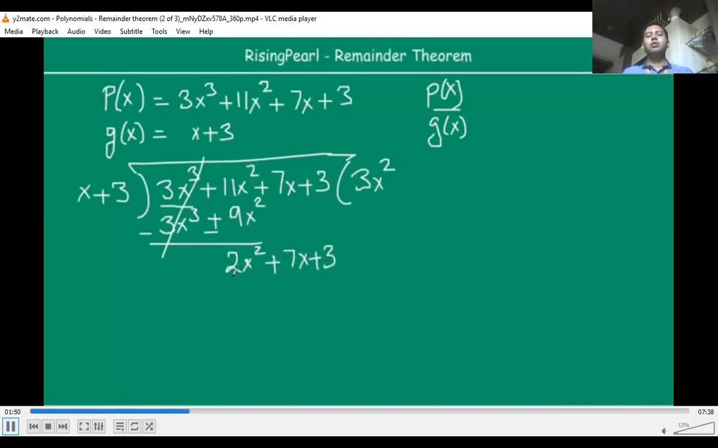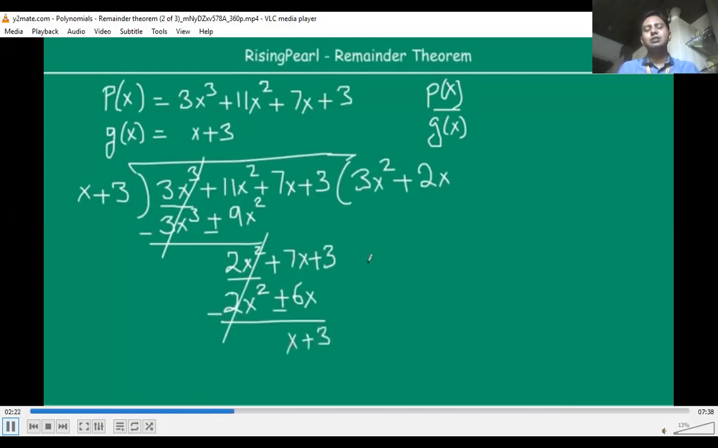Now the first term of the new dividend is 2x square. We'll divide 2x square by x. So we'll get 2x as the second term of the quotient. Now 2x into x will give you 2x square. 2x into 3 will give you 6x. Now we'll change the sign of 2x square and 6x, negative and negative. 2x square minus 2x square is 0, and 7x minus 6x will give you x plus 3.